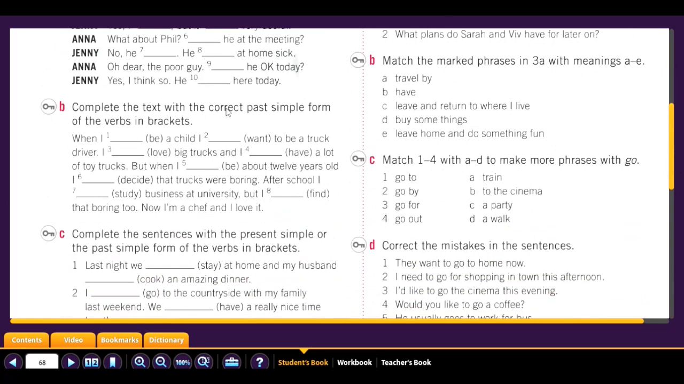Complete the text with the correct past simple form of the verb in brackets. When I, what is the past of be? A child, I want, what is the past for want?